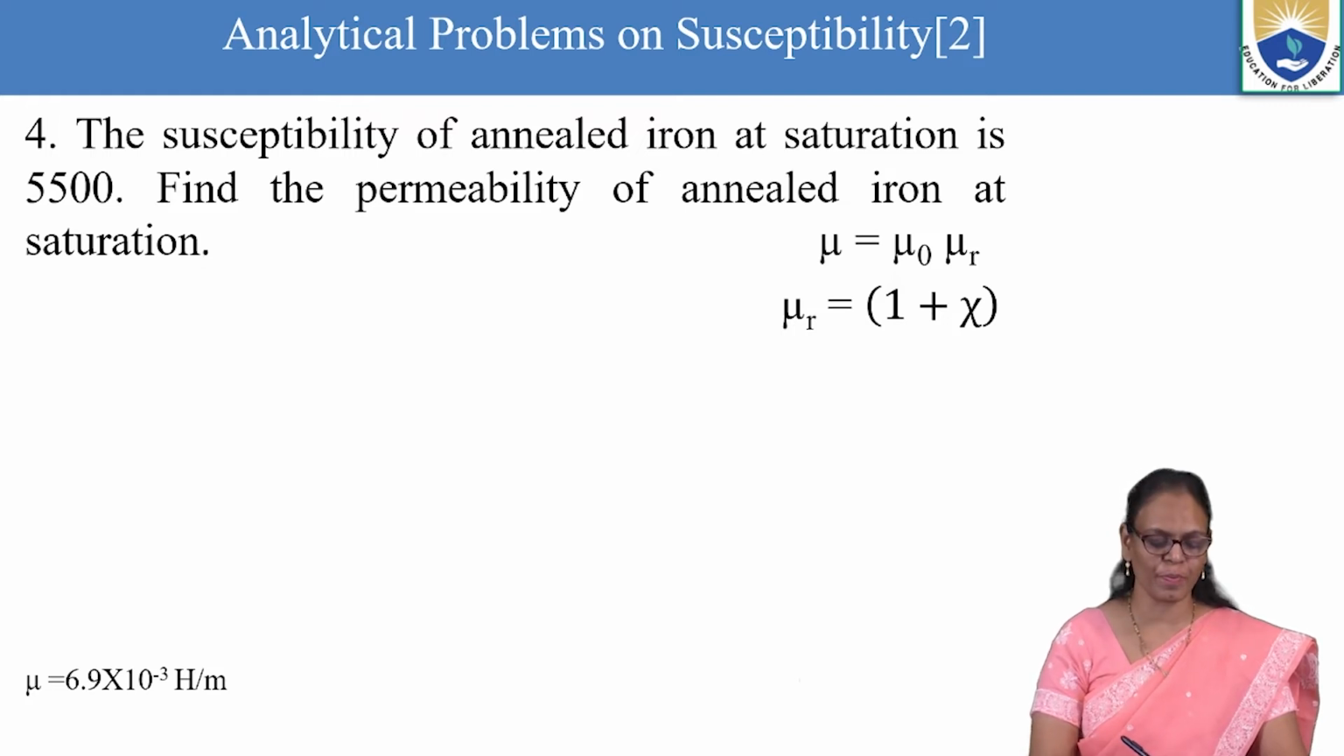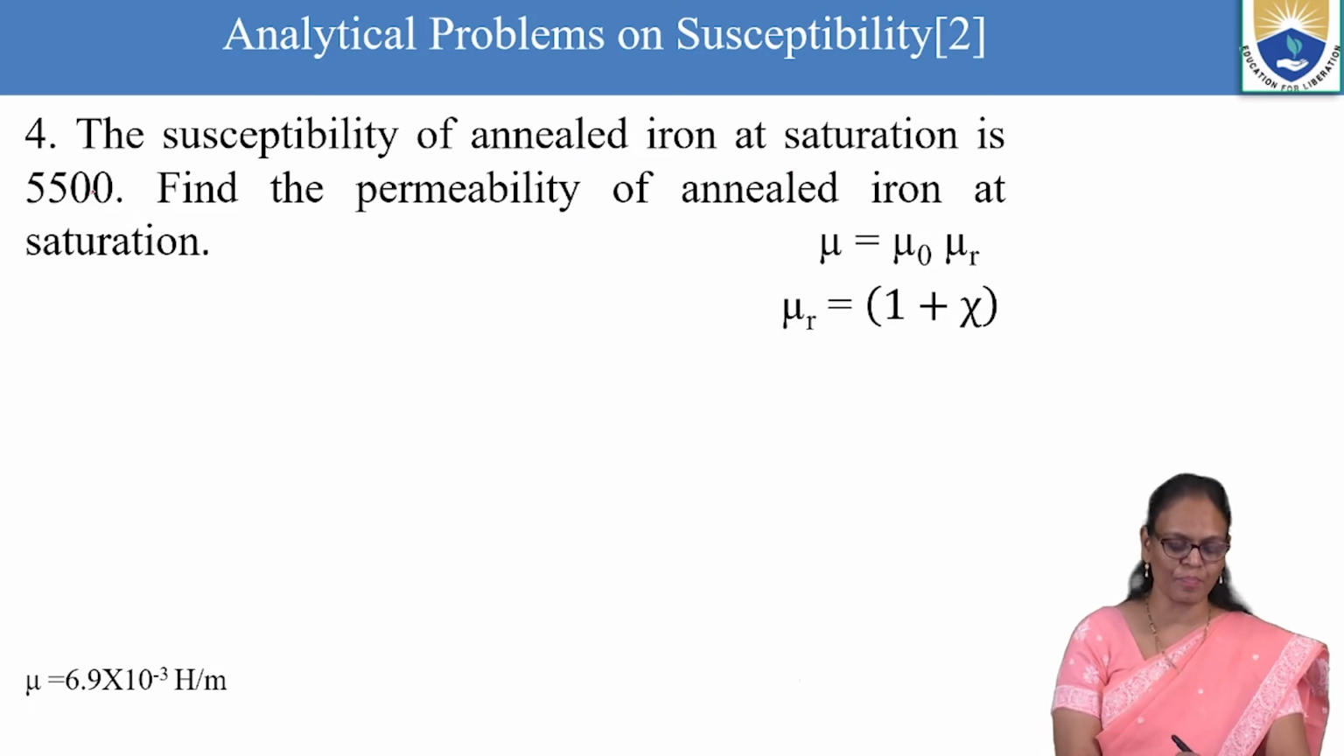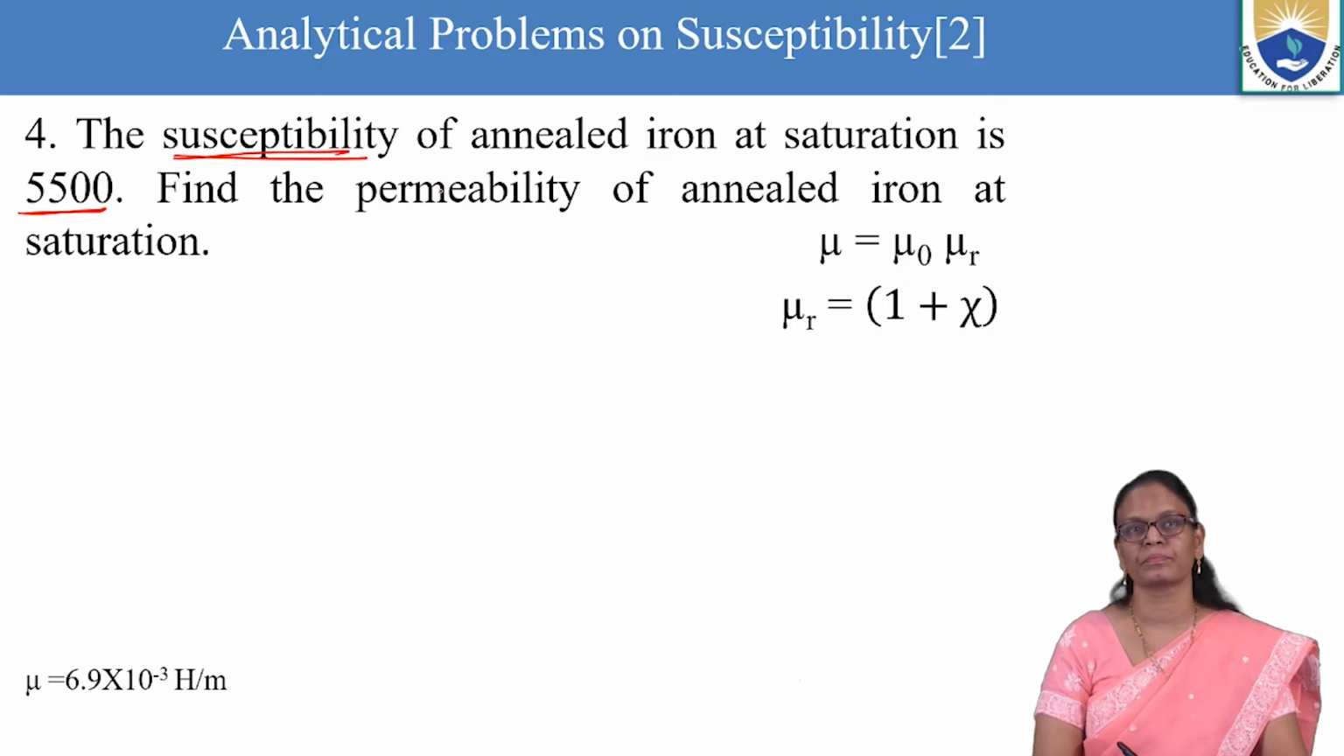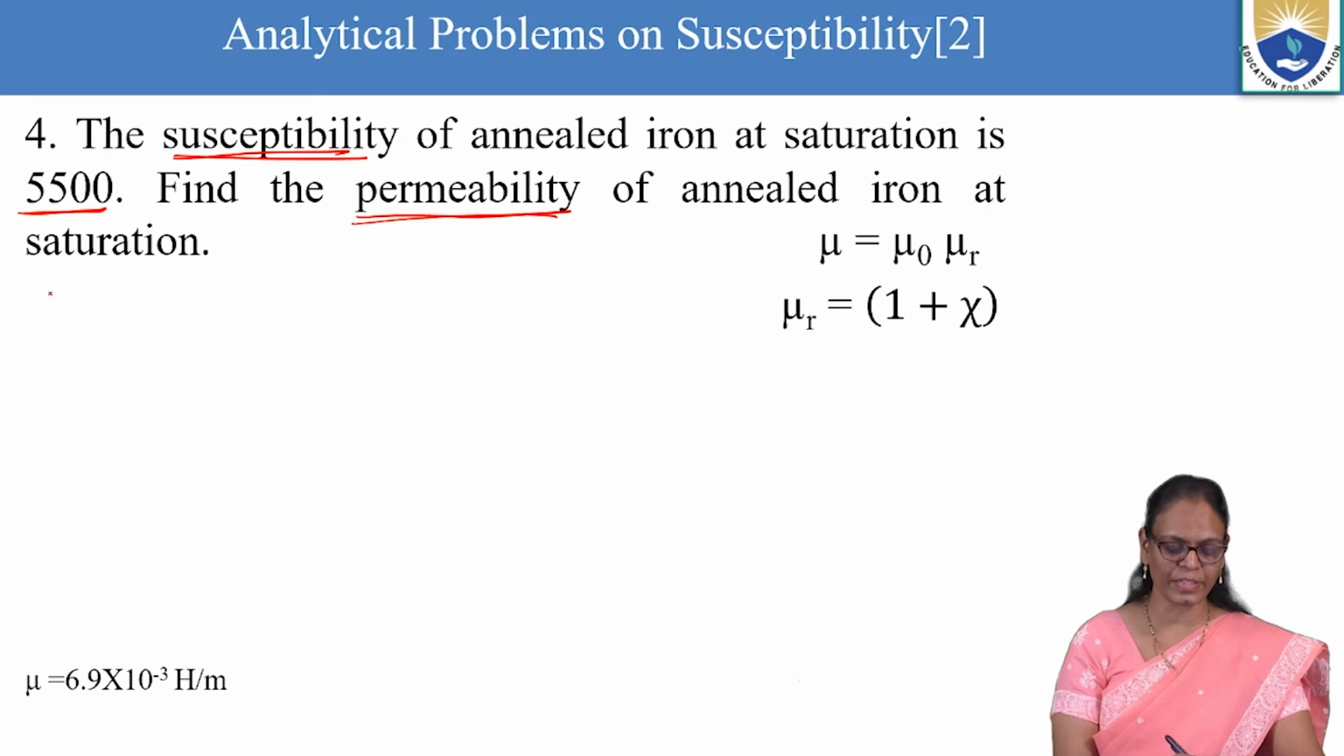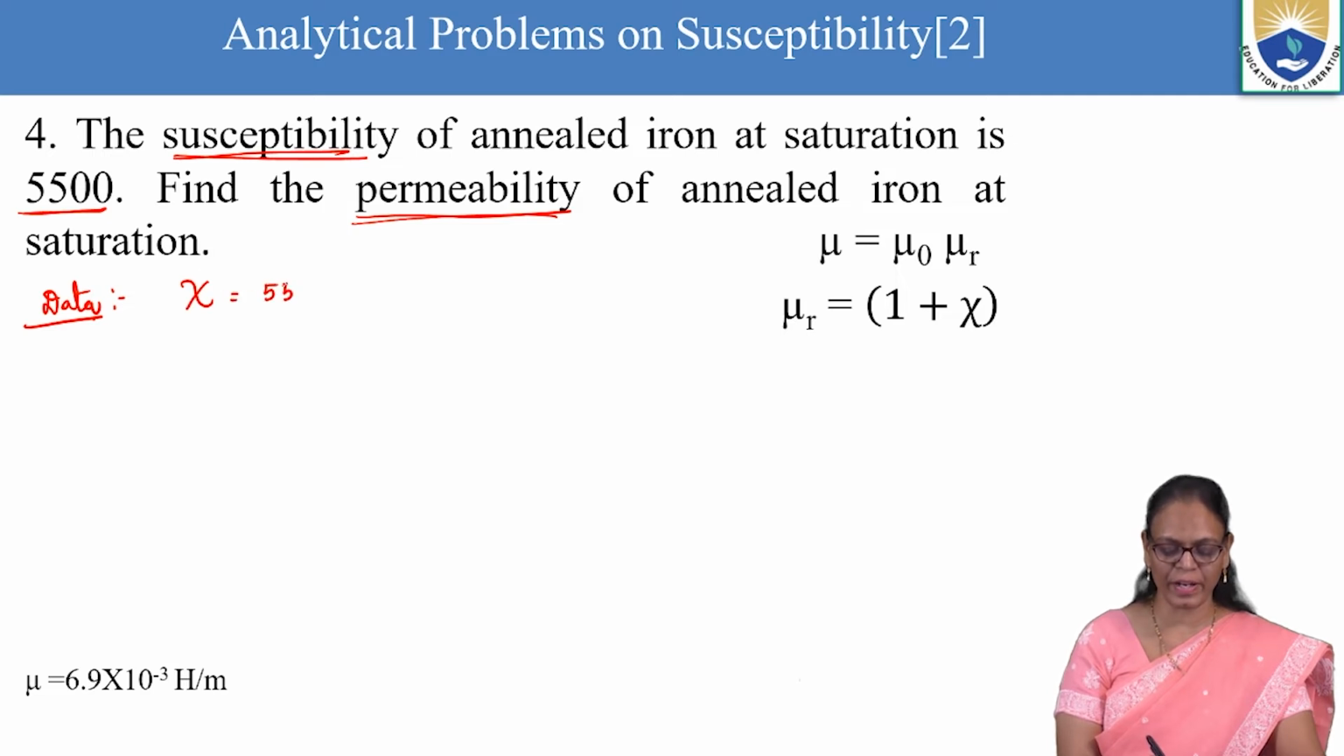Now coming to the next problem. The susceptibility of annealed iron at saturation is 5500. So we are given the susceptibility, and we have to find the permeability of annealed iron at saturation. So we'll write the data first. Chi is given as 5500. We have to find mu.